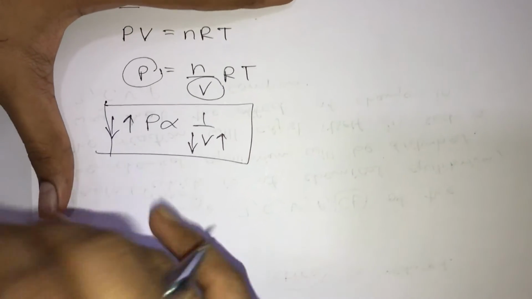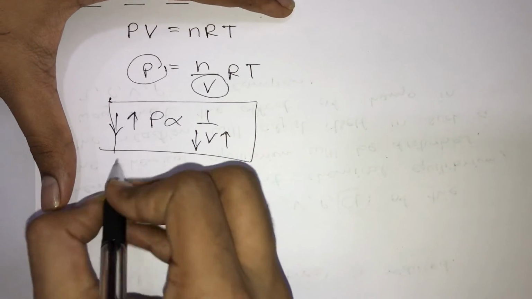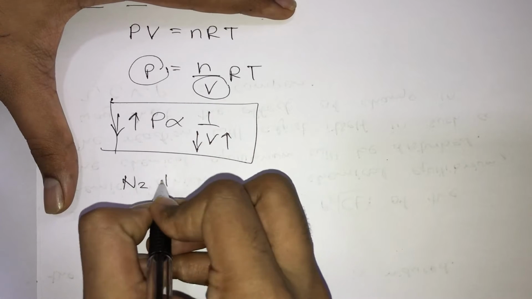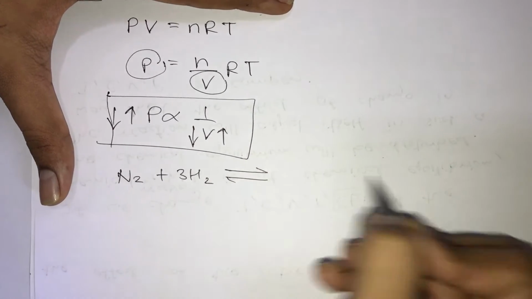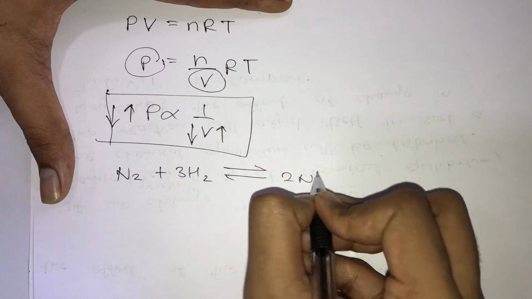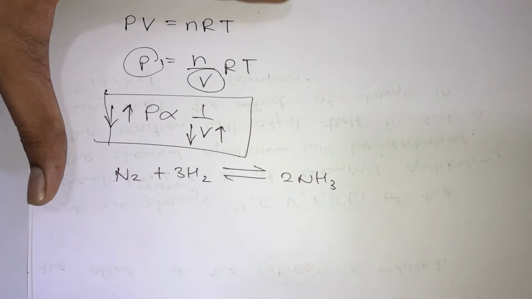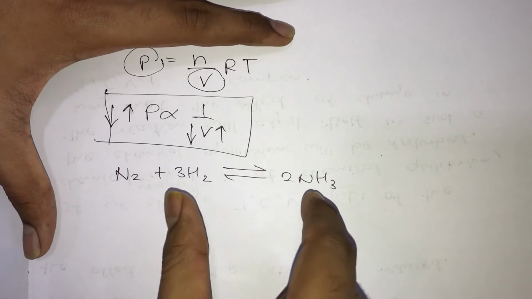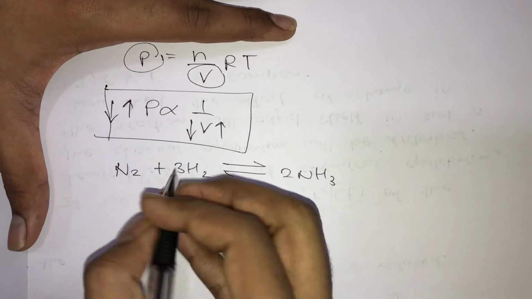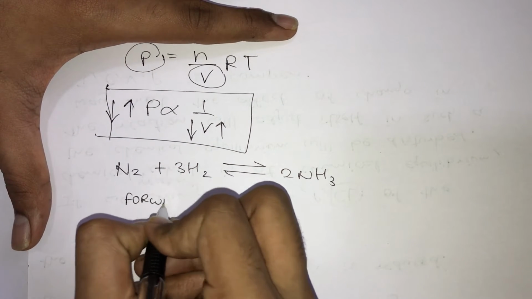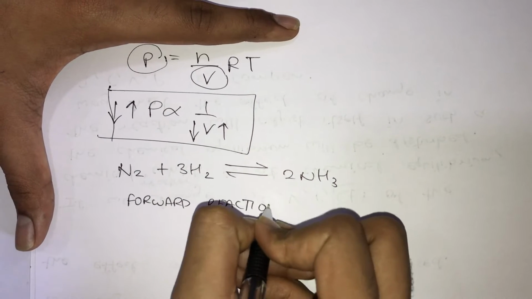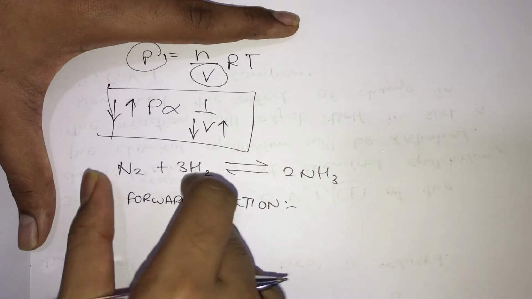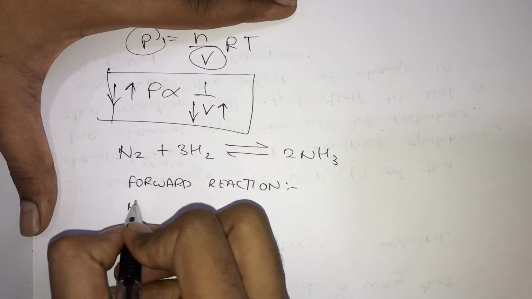Now let us consider our equation, N2 plus 3H2, which is nothing but a reversible reaction giving us 2NH3. Now in this reversible equation, what is our forward reaction? A forward reaction is nothing but a reaction in which the reactants get converted into products.